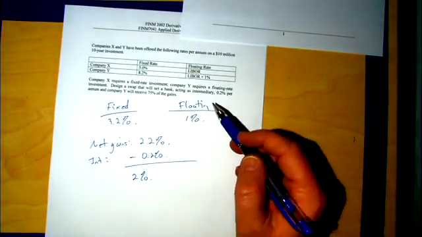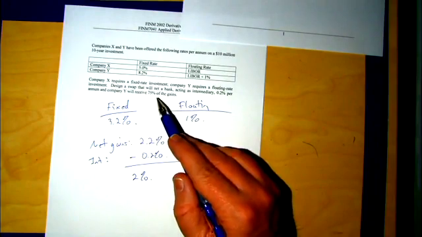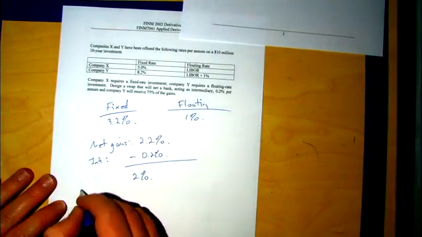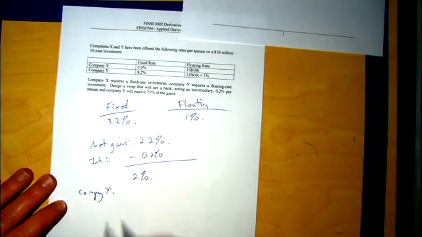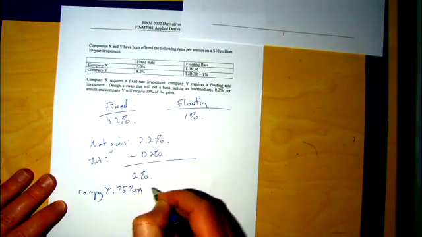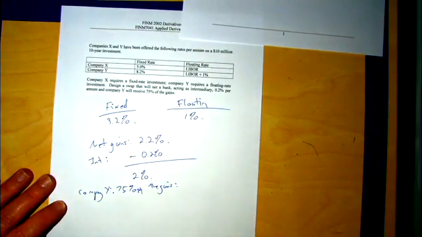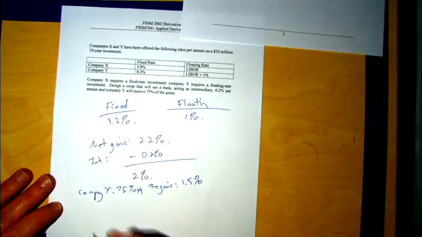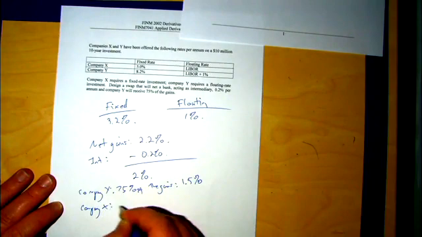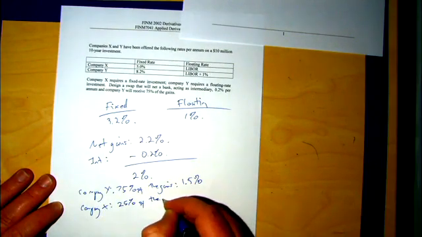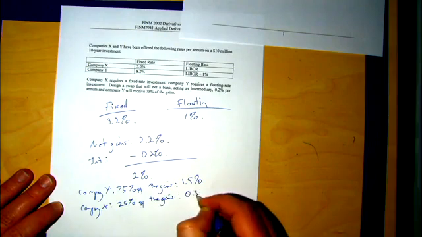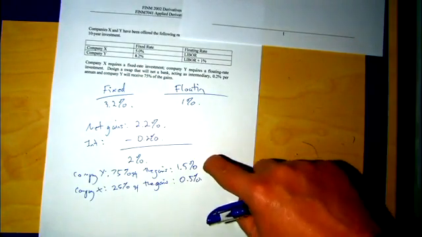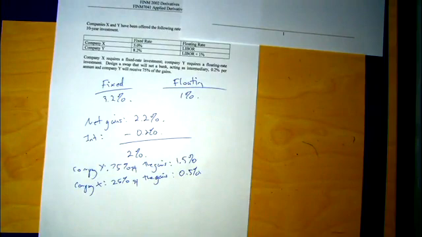We're told that company Y will receive 75% of the gains, which means company X is going to get 25% of the gains. So company Y gets 75% of the gains. How much does that equal? 1.5%, just 3/4 of 2%. And company X ends up with 25% of the remaining gains, so 0.5%. The intermediary took 0.2%. Of the remaining 2%, 1.5 goes to company Y, 0.5% goes to company X.